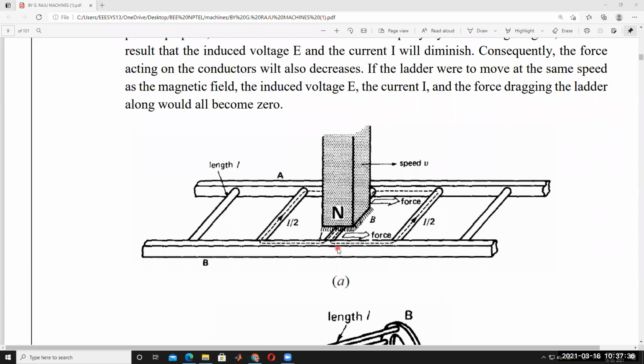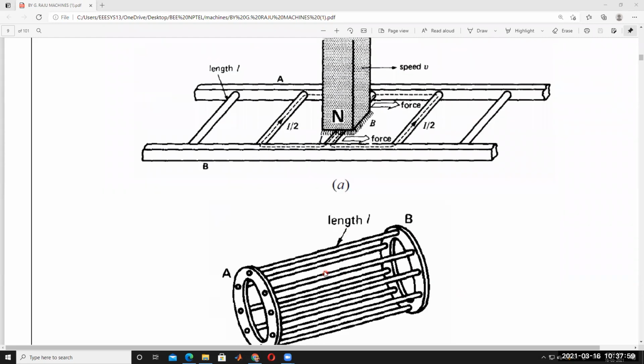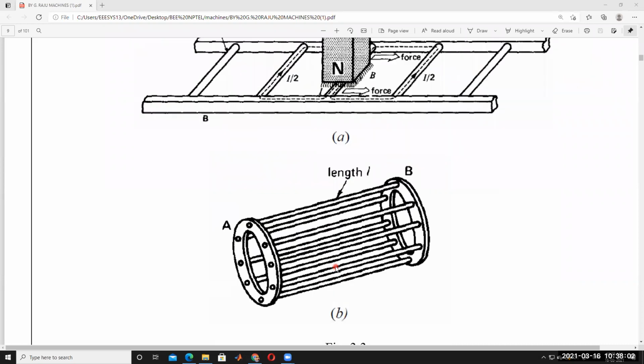the speed reduces. And then when the speed reduces, there may be a relative speed between these two. Again, some EMF is induced in this rotor conductor, and then current is induced and force is developed. Again, the motor tries to rotate in the same direction. That's why the speed of the rotor of an induction motor is always less than the synchronous speed.